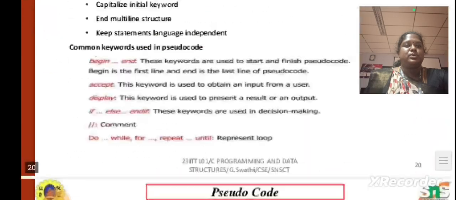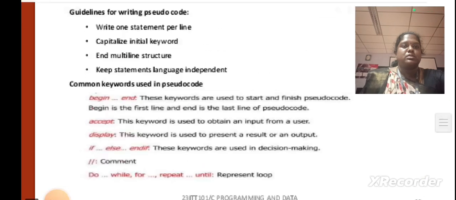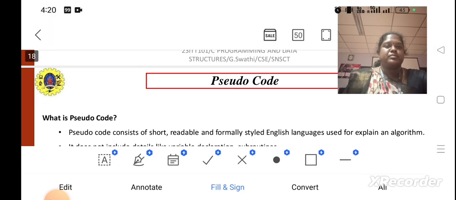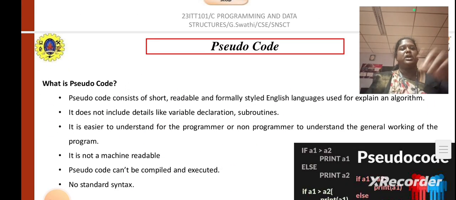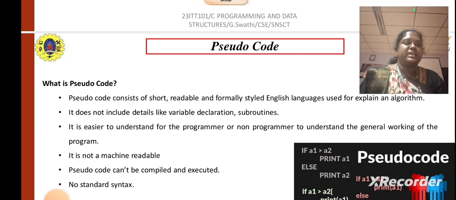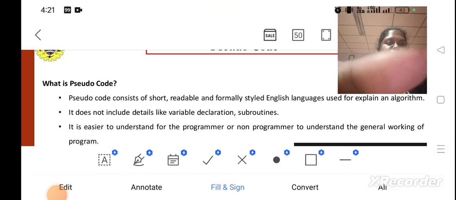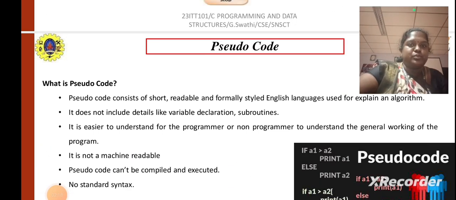And then my topic is pseudocode. Pseudocode consists of short, readable, and formally styled English language used to explain an algorithm. It does not include details like variable declarations, subroutines, etc. It is easier for a programmer or non-programmer to understand the general working of a program. It is not machine readable. Pseudocode cannot be compiled and executed. There is no standard syntax for pseudocode.